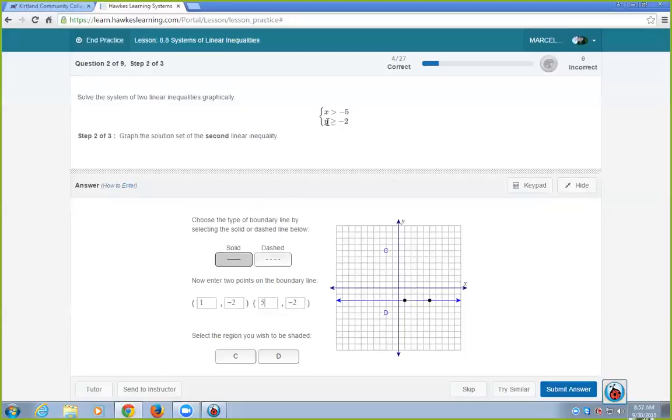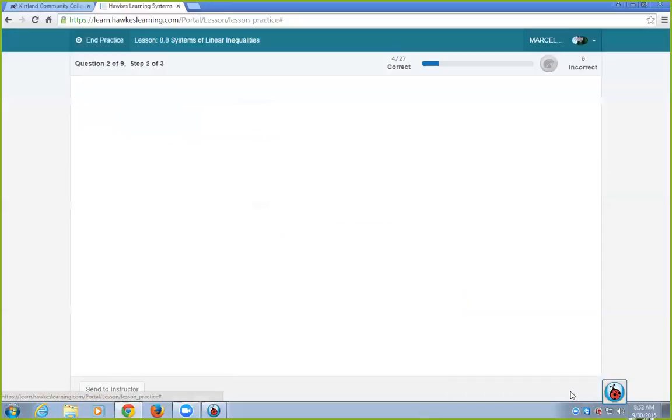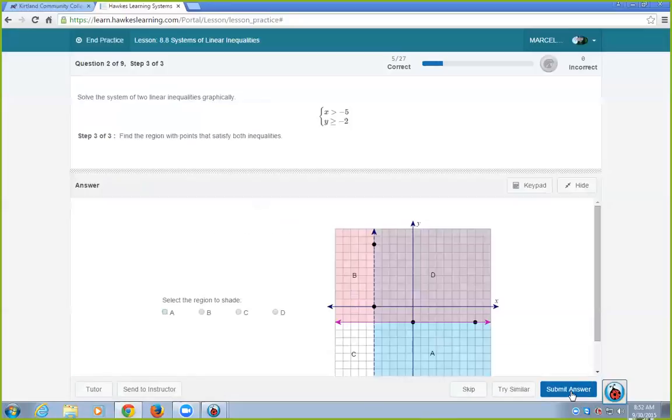And what side gets shaded? So 0, 0 is here. Is 0 greater than or equal to a -2 if you check it? 0 is greater than or equal to a -2. Is that true or false? True. So I shade where 0, 0 is at. So I shade C and submit my answer. And then it's going to put them on top of each other. So what would be my answer? So my answer will be the purple part, or D.